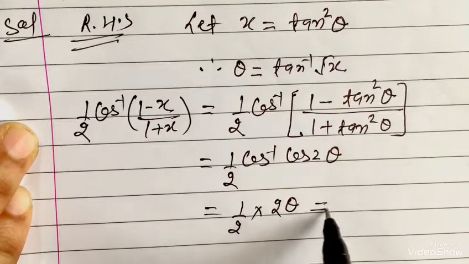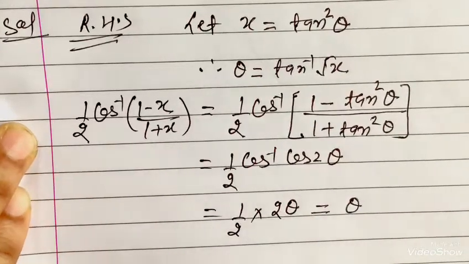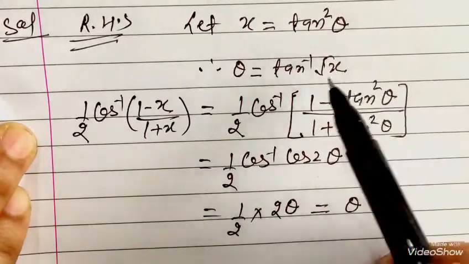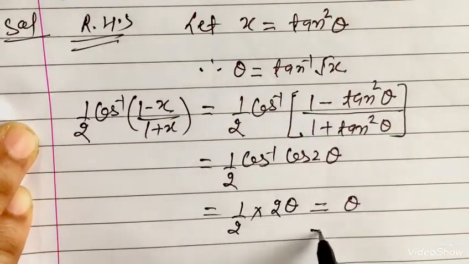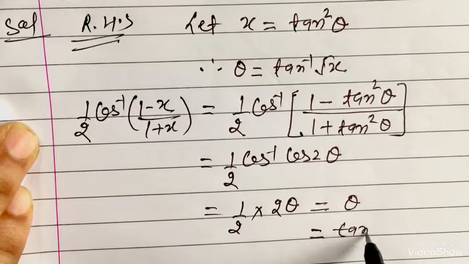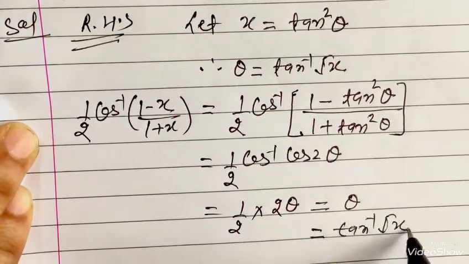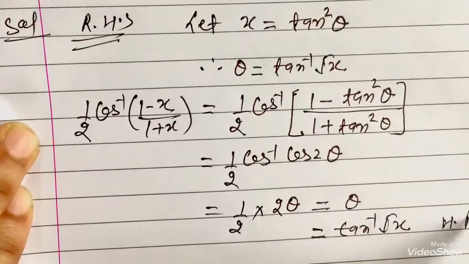Okay student, so cos will cancel and we will get only 2 theta. From here 2 will cancel and it's only theta, and theta is equal to tan inverse root x. So substitute the value of theta. It is tan inverse root x. Okay, hence proved.